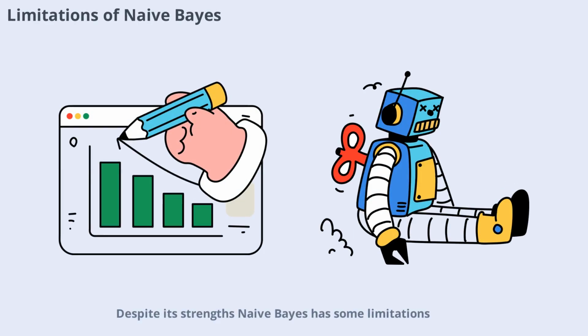Despite its strengths, naive Bayes has some limitations. The main drawback is the assumption of feature independence, which rarely holds true in real-world data. If features are highly correlated, the classifier's predictions may be less accurate. Additionally, it may struggle with small datasets or when data is not well represented.